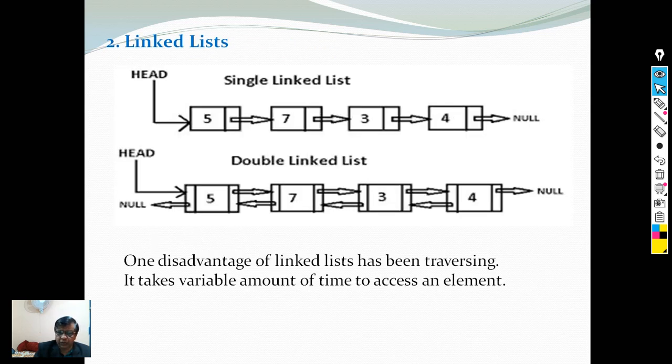Linked lists, there are two kinds of linked lists: doubly linked lists and singly linked lists. A linked list will have nodes connected. This node will be in one memory location and this node will be in some other. Wherever there is a place, it can be allocated by dynamic memory allocation. And this is the advantage of linked lists apart from arrays.